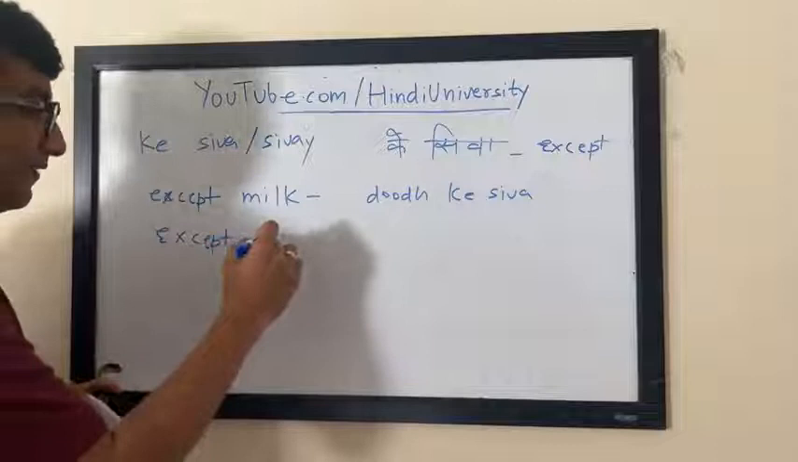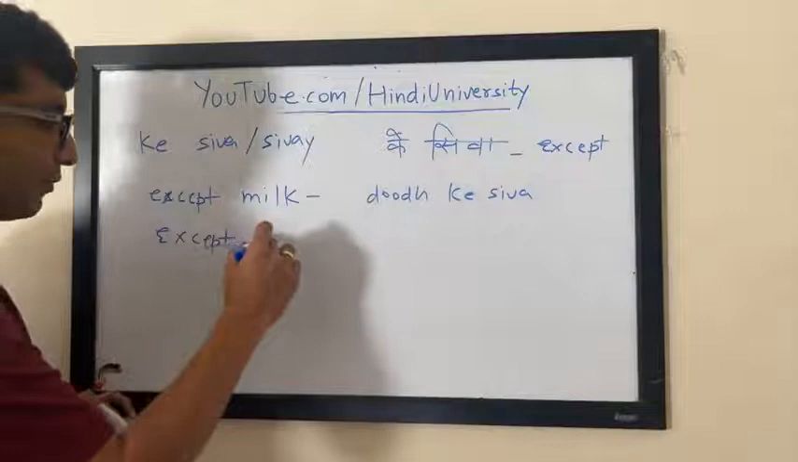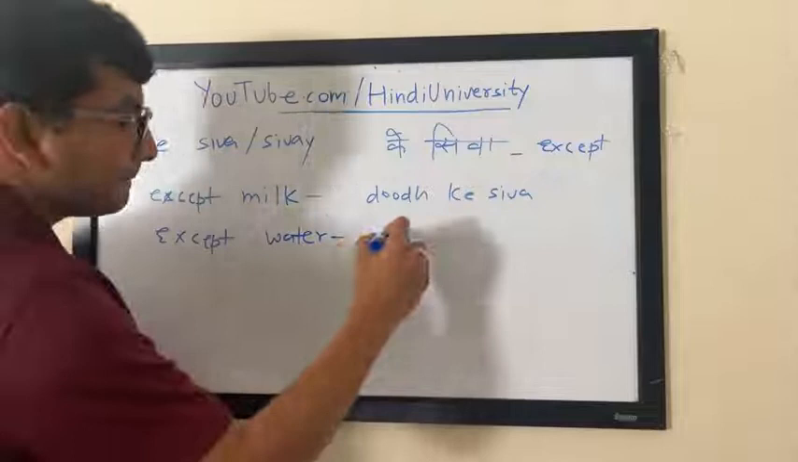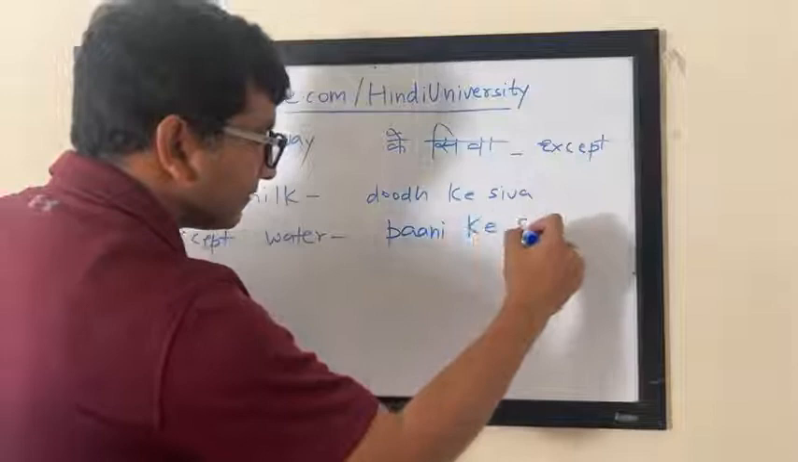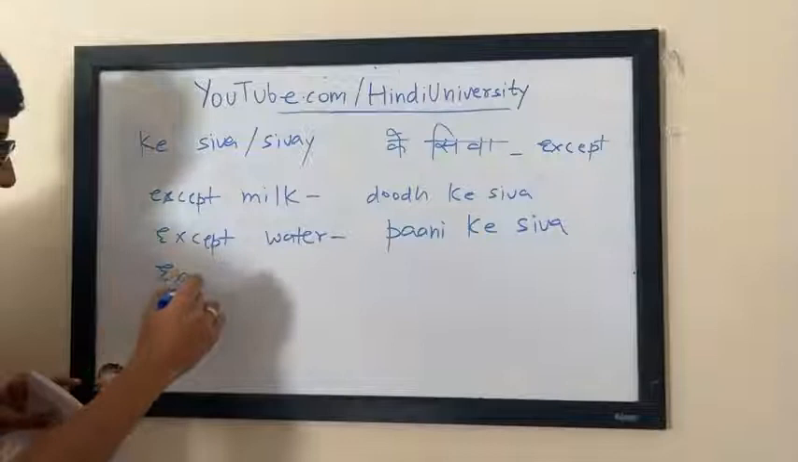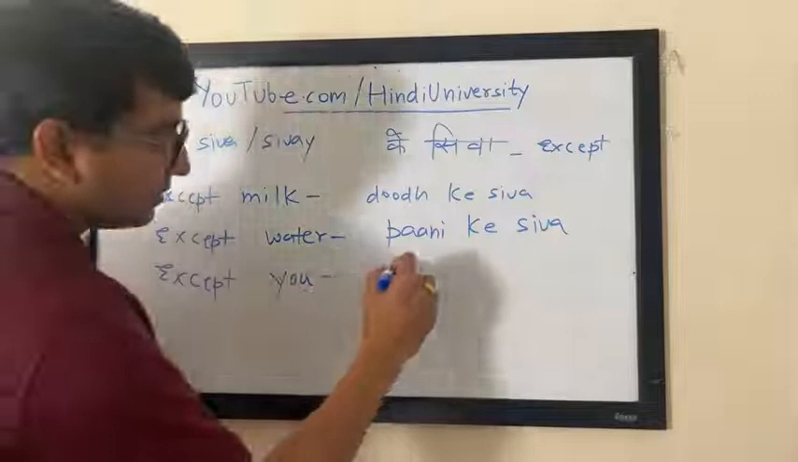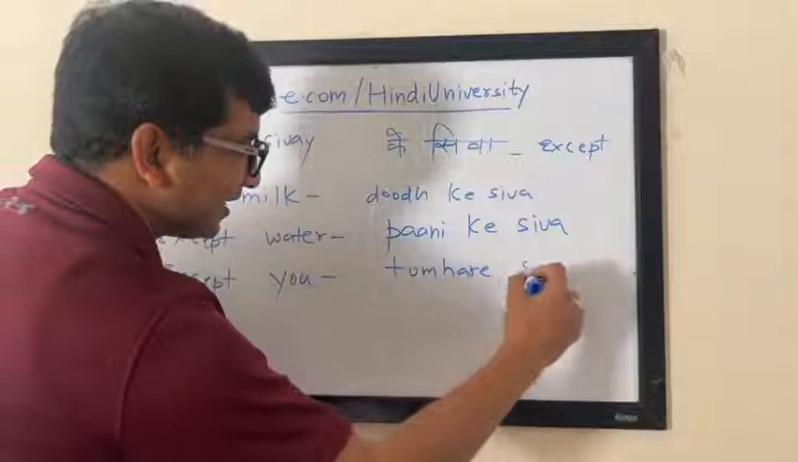Yeah, very good. Right, so I'm going to come to the pronoun part as well. So now let's say you have except water. It would be pani ke siva. And then you have except you. That's what you were saying, Maha ji. Yes, it's from a movie, Ajay Devgan and Preity Zinta, Tumhare Siva song. Very good, right? If you look it up, you will get some song, except you, Tumhare Siva.